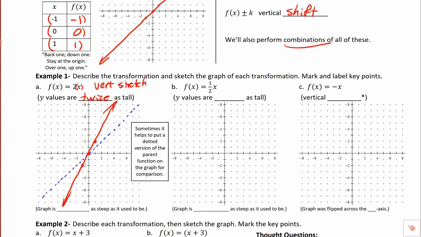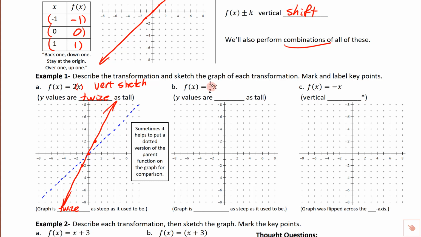So what happens is the graph is steeper than it used to be. It's twice as steep as it used to be. So I'm going to write twice as steep as it used to be here. So the y values are twice as tall. That makes it twice as steep as it used to be. All right, let's take a look at this next one.